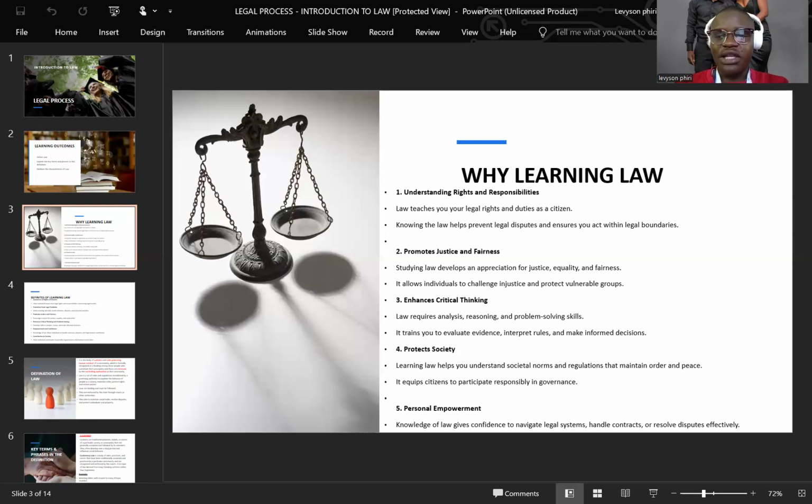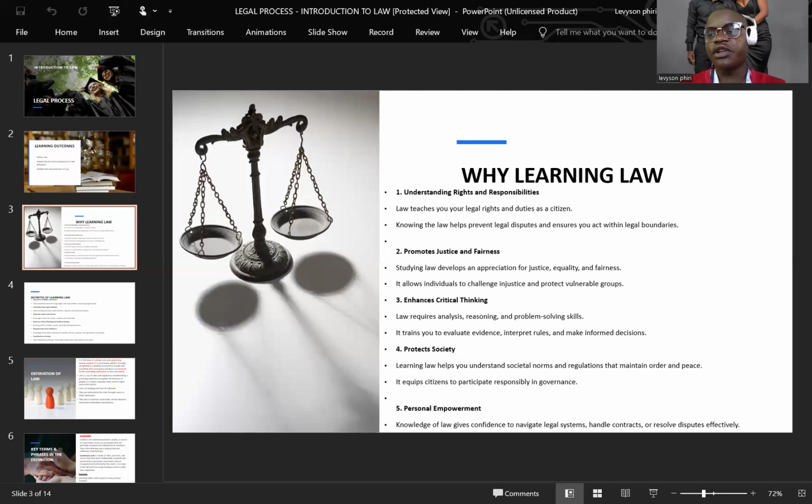Then point number three, enhance critical thinking. When you understand what law is, you'll be able to think beyond. Law requires analysis, reasoning, and problem solving skills. So when you find a dispute is happening, you'll be able to resolve that issue by thinking, before you even come to a conclusion. You'll be thinking that, okay, this person is wrong and this person is right.